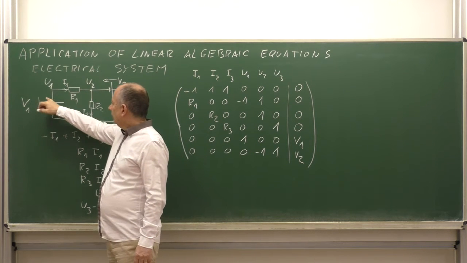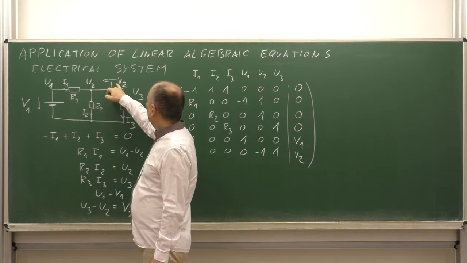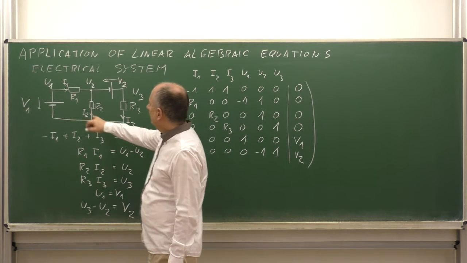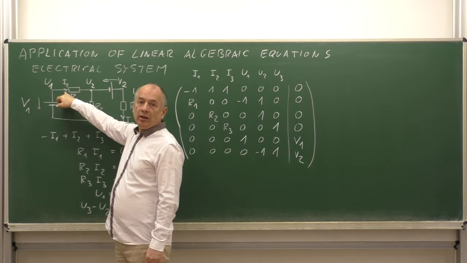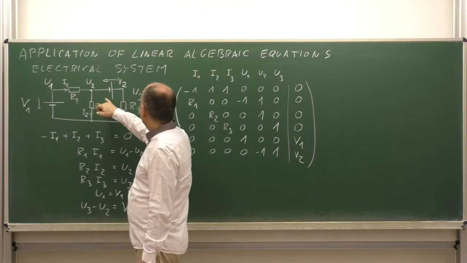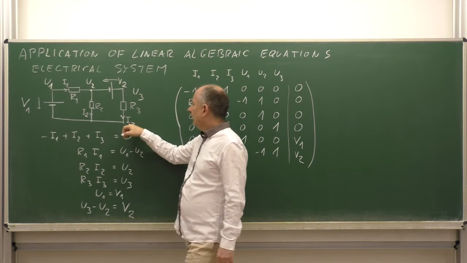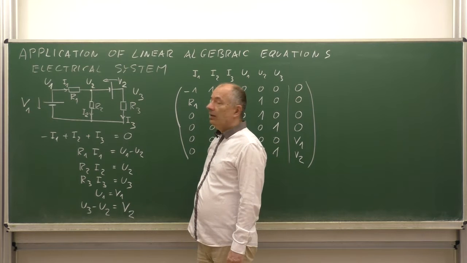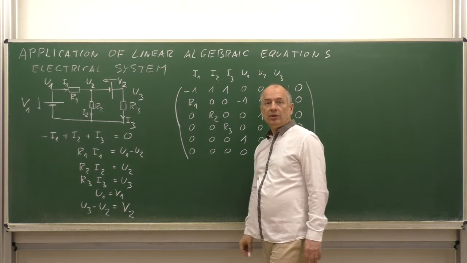Let us denote the voltage of this battery V1 and the voltage of this battery V2. And then the current in this branch, let us denote it I1, and the current here I2, and the current here I3. Then we want to write some equations describing this electrical circuit.